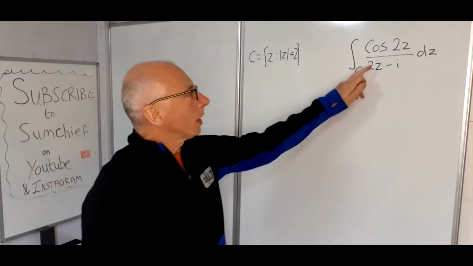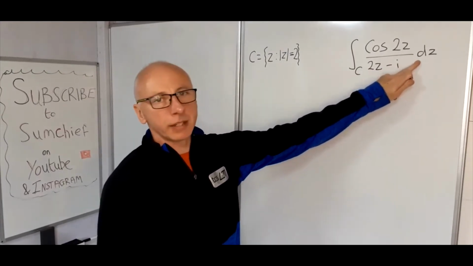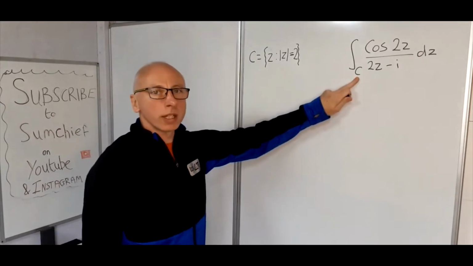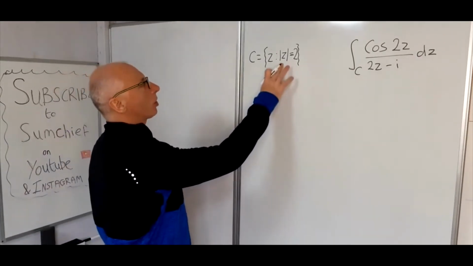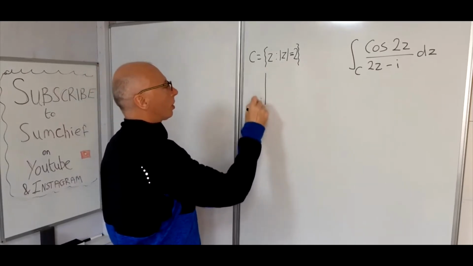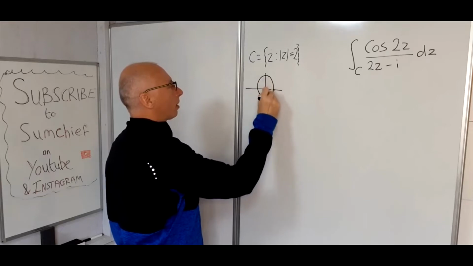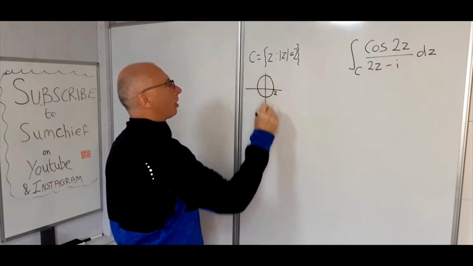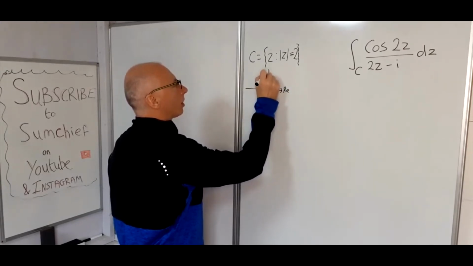Okay, so we're going to integrate cosine 2z over 2z minus i with respect to z in this contour C. And contour C is defined as this: the modulus of z equals 2. So we'll just draw that on the plane here. So |z| = 2. That's our real axis, and this is the imaginary axis.